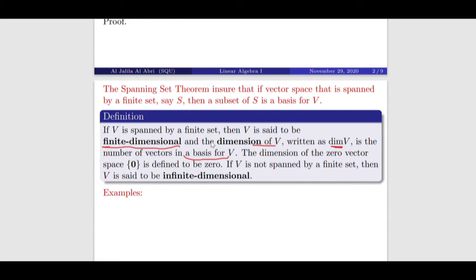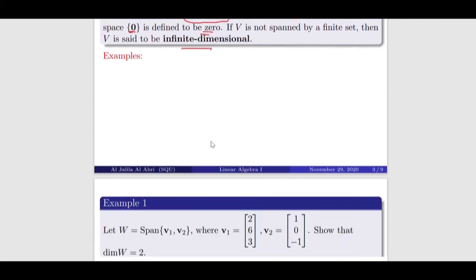Dimension of the zero vector space {0} is defined to be zero، لأنه لما يكون عندي zero vector ما فيها bases، إذا معناته على طول عدد الفيكتور اللي موجودات في البيس عبارة عن zero. That's why it is said here it is zero. If V is not spanned by a finite set, then V is said to be infinite dimensional. إذا ال V ما أقدر أكتبها بصفة span of vectors إذا بقول على طول it is infinite dimensional. إذا ال dimension هو يمثل لي عدد ال vectors اللي موجودات inside ال bases.